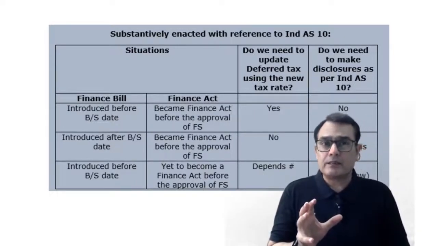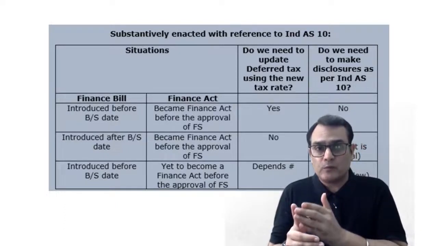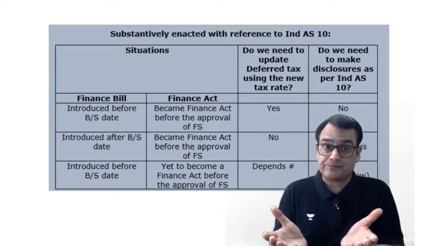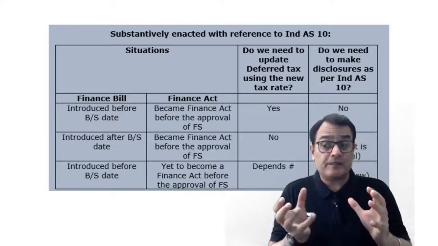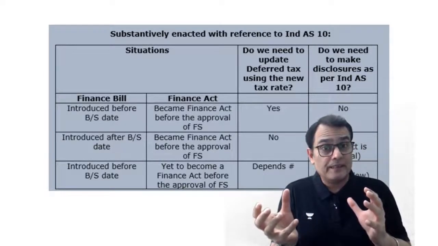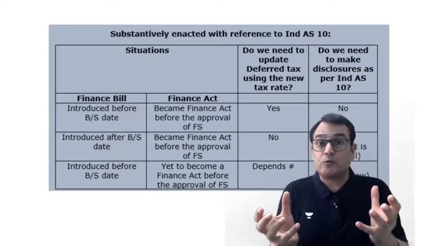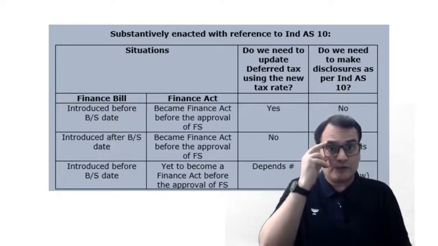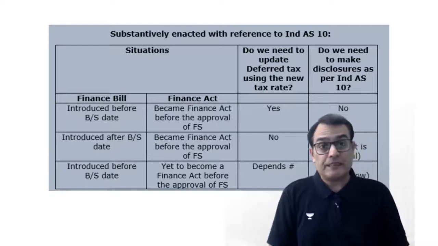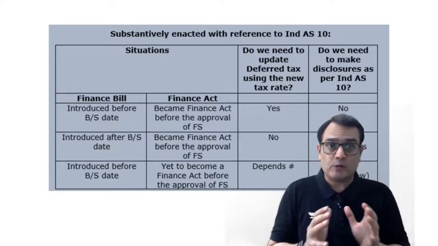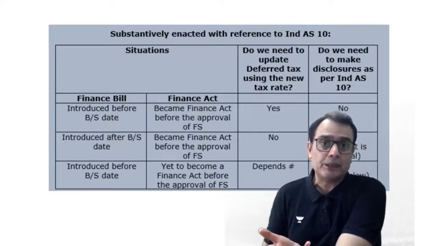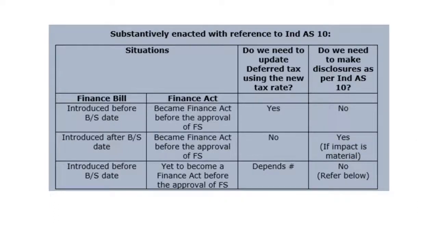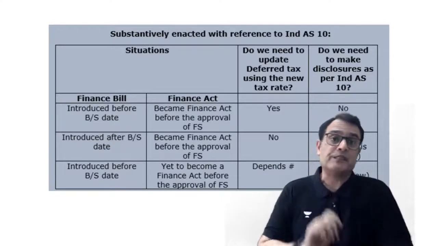Now let's imagine another combination that let's say the Finance Bill was introduced after the balance sheet date and it became a Finance Act before the approval of the financial statements. Now in this particular case, there was no condition on the balance sheet date. And you can say the evidence arises post balance sheet date. Now this is a clear-cut case of a non-adjusting event. And if it is a case of a non-adjusting event, I am not going to make any changes to deferred tax. I'm not going to update my DTA or a DTL on account of a new tax rate, but a disclosure might be required if the impact is material in nature.